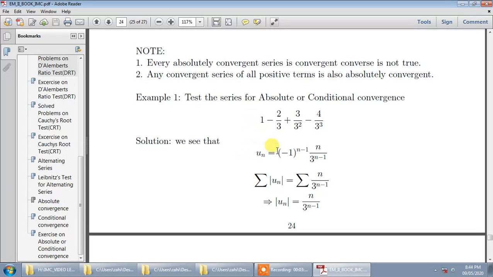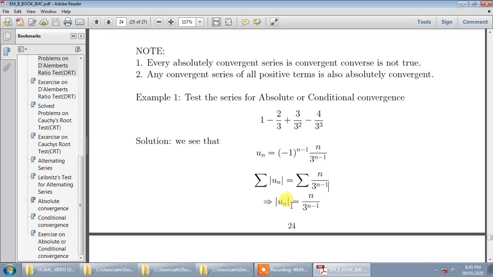So definitely the sign is minus 1 raised to n minus 1. The first term is 1, second term is 2, third term is 3, therefore the nth term is n. And 3 raised to 0 is the first term, 3 raised to 1 is the second term, 3 raised to 2 is the third term. Therefore we have 3 raised to n minus 1 as the nth term. So this is your un. Now what is summation mod un? Just remove this minus 1 raised to n minus 1. We get mod un equal to n divided by 3 raised to n minus 1.